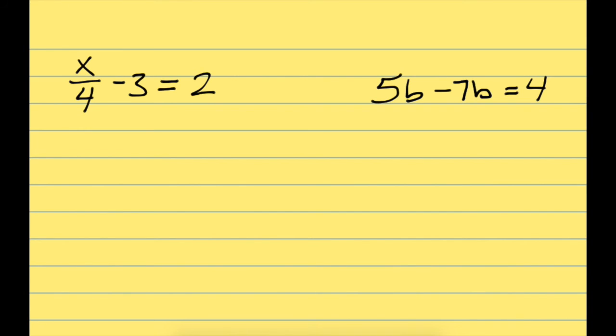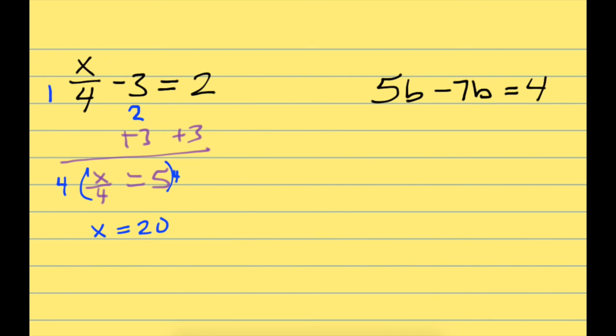Okay, so let's start with the one on the left. The first thing that's being done is division by 4. The second thing is subtracting 3. So we want to undo those in reverse. Add 3 to both sides to undo the subtraction of 3. That gives us x over 4 equals 5. How do we undo division by 4? Multiply by 4, both sides. So we get x equals 20. Now does 20 divided by 4 minus 3 equal 2? Well, 20 divided by 4 is 5, and 5 minus 3 does equal 2, so that's good. x equals 20 is our answer.